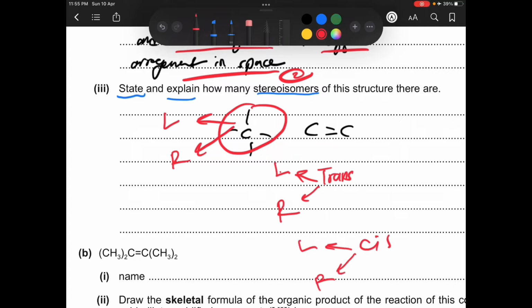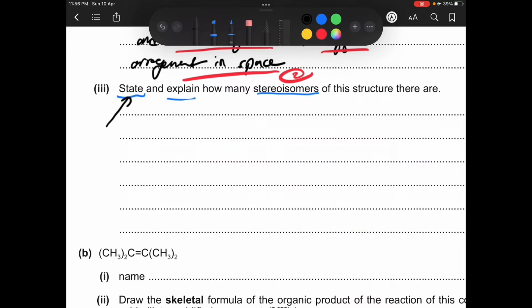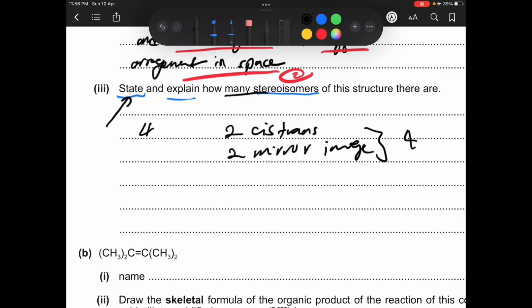So you have 4 probabilities: trans with L, trans with R, cis with L, and cis with R. So the total number will be 4. How did you know that you have 4 stereoisomers? First of all, what to do according to the mark scheme. The short answer is to state how many stereoisomers you have: 4 stereoisomers, 2 from the cis and the trans, and 2 from the mirror images. In total it would be 4.